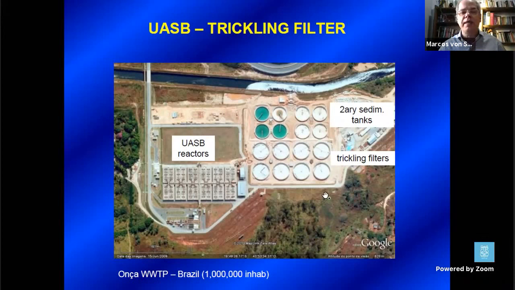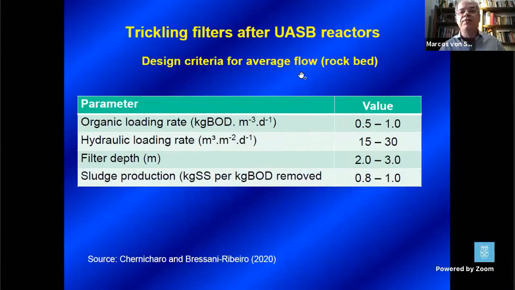These are the design criteria for trickling filters after UASB reactors. They are designed based on organic loading rates, volumetric organic loading rates. So what volume do we need to treat a certain BOD load? Okay, they are able to remove well organic matter and suspended solids, but with this applied organic loading rates, they are not very efficient for removing ammonia. We would need much larger trickling filters. Okay, can activated sludge be used as a post-treatment?